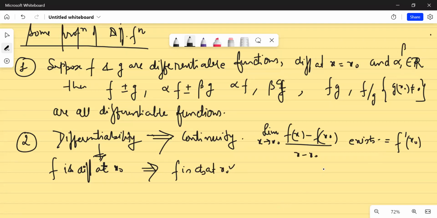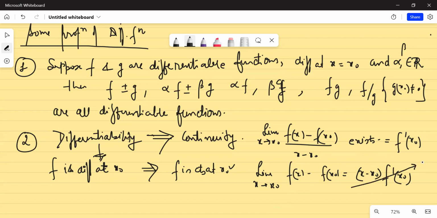Yes, sir. And if I just take this x minus x naught there, what will I get? I'll get limit x tends to x naught, f of x minus f of x naught is equal to x minus x naught into f dash x naught. Let's take limit x tends to x naught. So if x tends to x naught, this right-hand side would go to 0, isn't it?